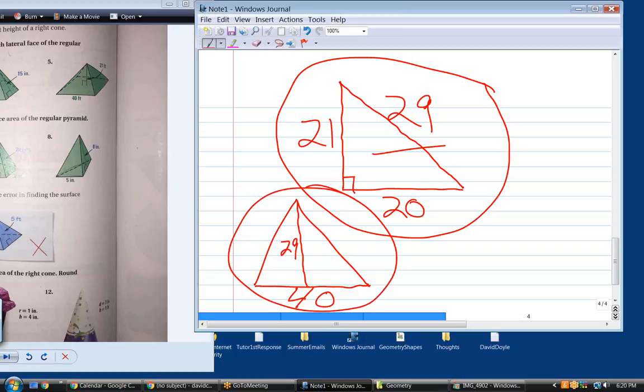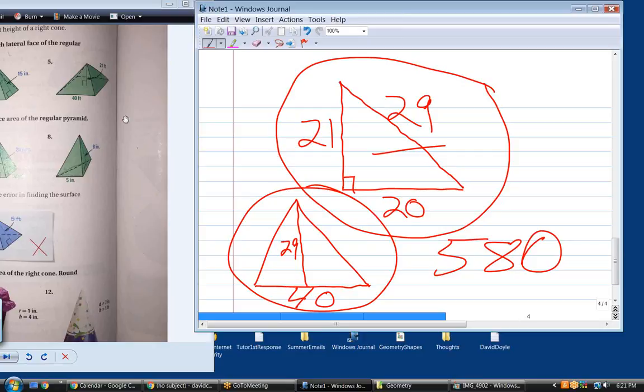So it's 1/2 of 40 times 29. 20 times 29 would be 580 square feet. And that's the area of each face. In other words, that face is 580, this face is 580, that face is 580, and the back face is 580. They all have the same measurement for lambda.